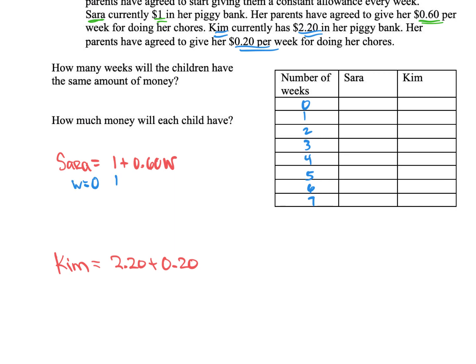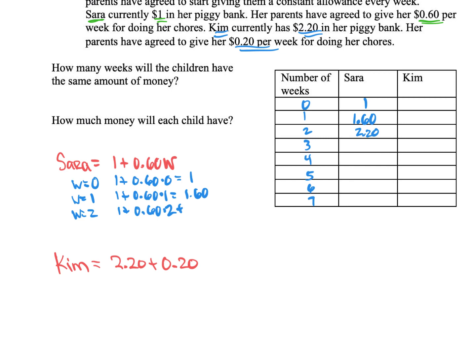So then we have 1 plus 0 times 60 cents, times 0. So she still has $1. What happens after week 1? Well, pretty much 60 cents is being added. So she has $1.60. What happens with week 2? Starts with the 1, then she has 60 cents. So what does that end up having in her account? Well, she has $2.20.